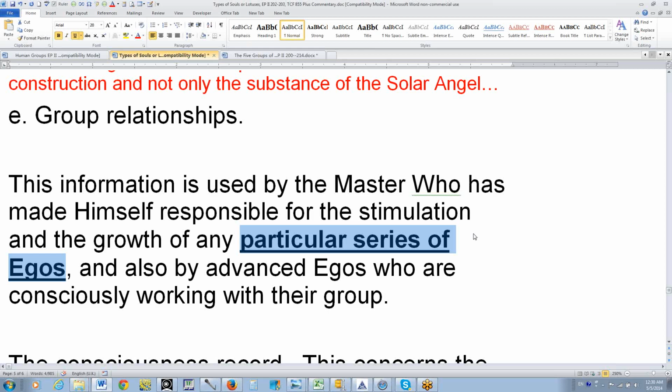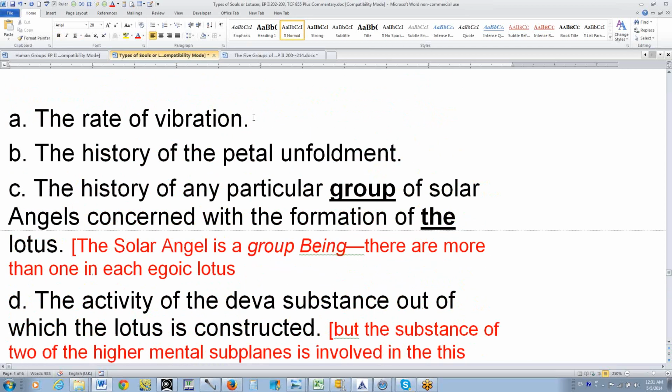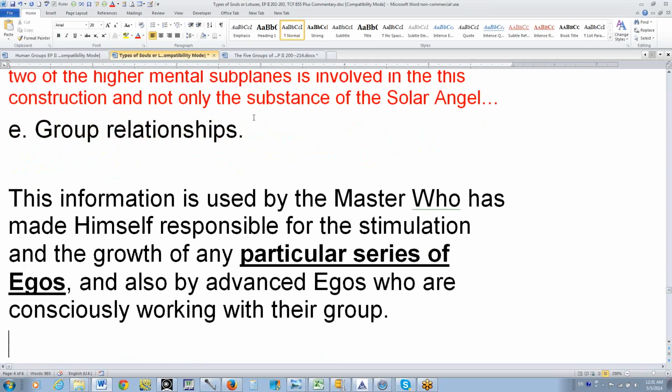So if we are sufficiently conscious as an ego to know what group we belong to, we can render clearer and more effective our various types of relations and our various types of activities that we are intended to carry out on the higher planes. Interesting, though, that a master is responsible for a series of egos.